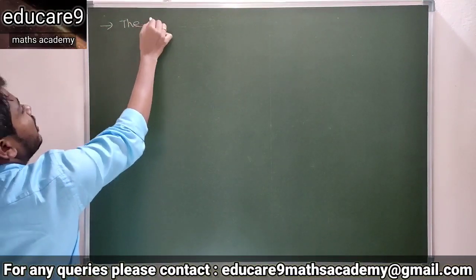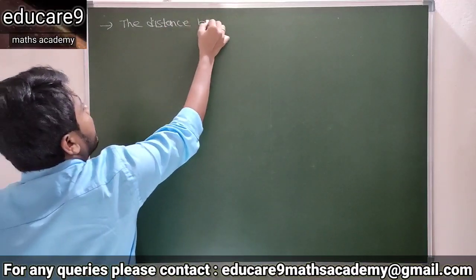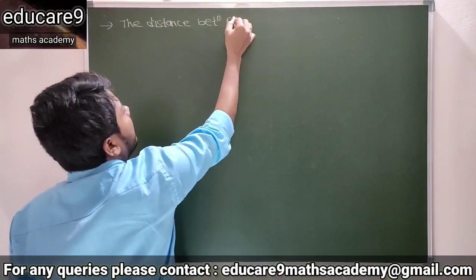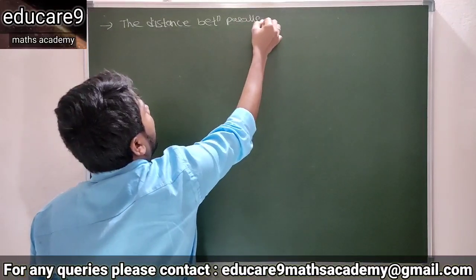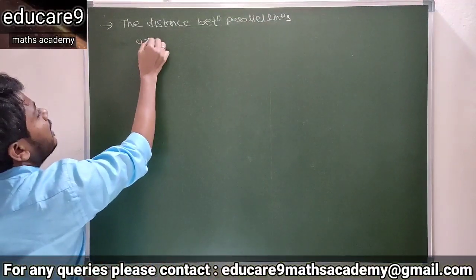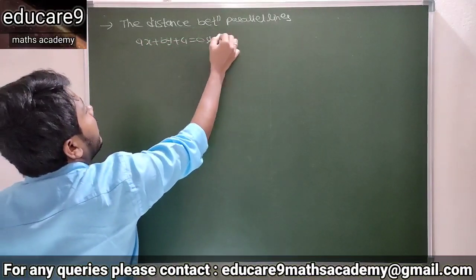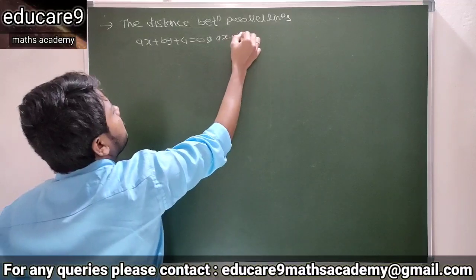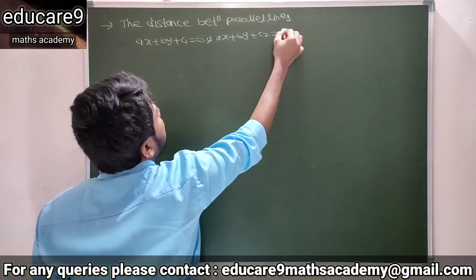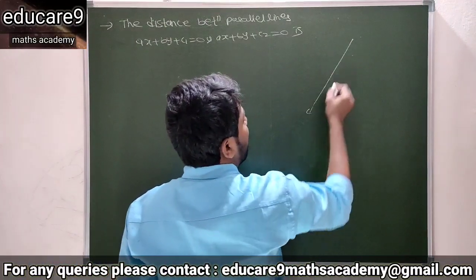The distance between parallel lines, that is ax plus by plus c1 is equal to 0 and ax plus by plus c2 equals to 0, is what? Here. So these two are the parallel lines.